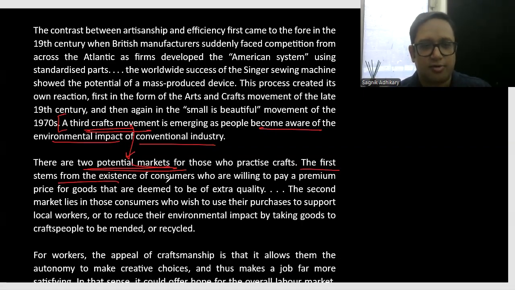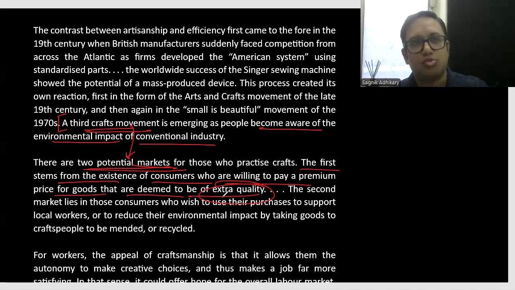The first stems from the existence of consumers who are willing to pay a premium price for goods that are deemed to be of extra quality. So people who think that certain handmade goods would be of extra quality, or maybe characteristic, would be willing to pay a premium. That is one potential market for crafts products or people who practice crafts.